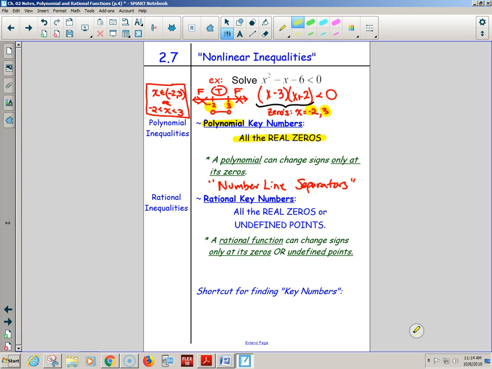Now, check it. Hold on. What's the other category of function, just according to this page, that you know you're going to see? Polynomials, yes. Find the zeros, make number lines, and check and test. But what's the other side? Who comes next?